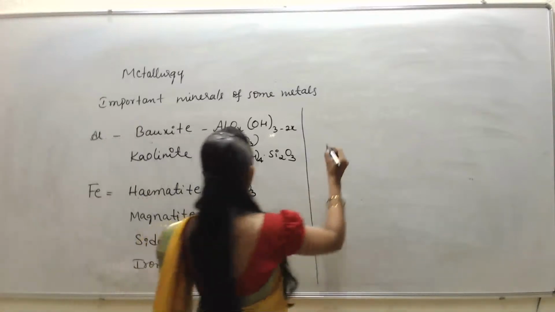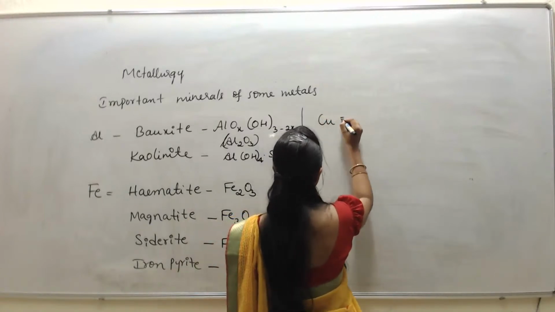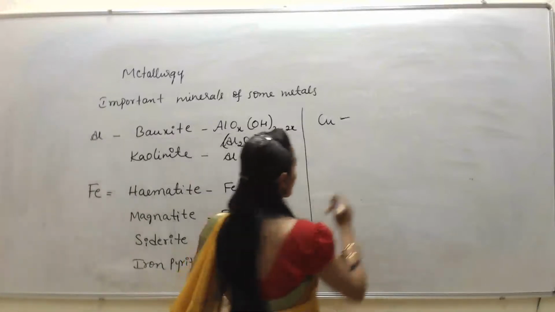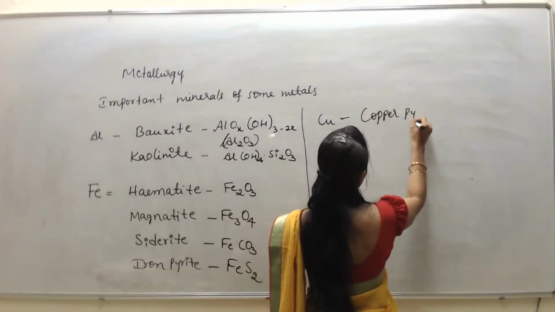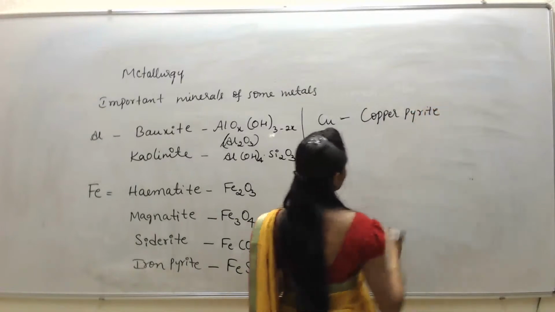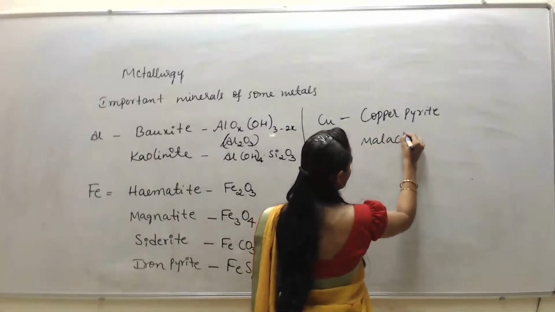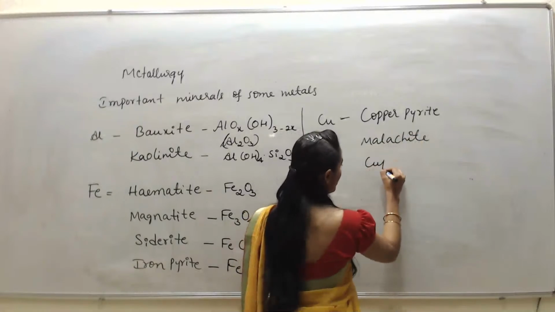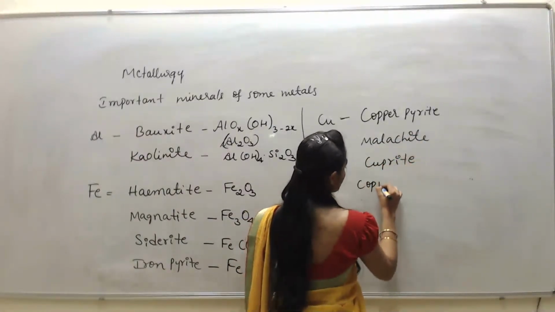So next one is copper. So copper as the fourth: copper pyrite. Okay, malachite, cuprite, and copper glance.